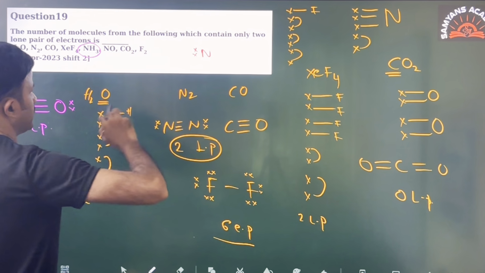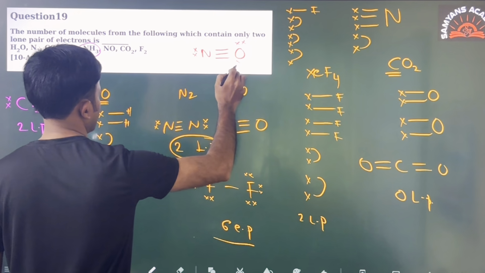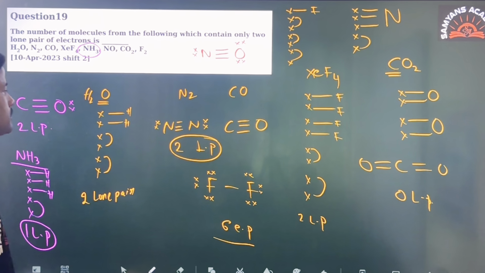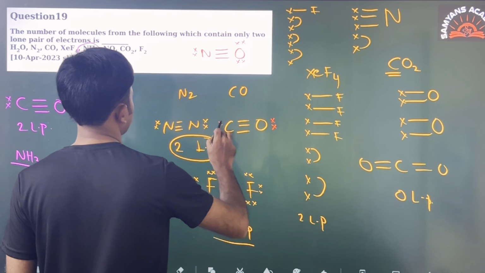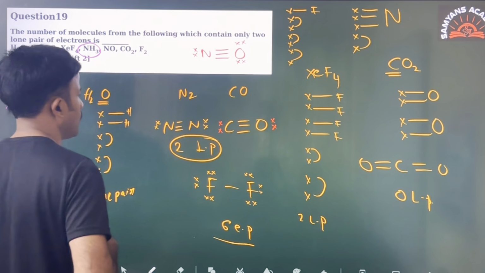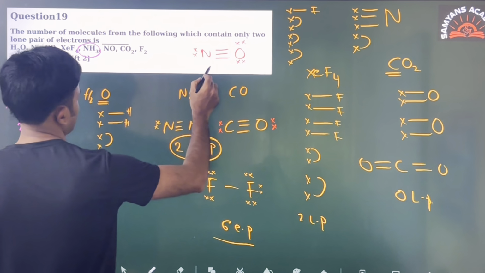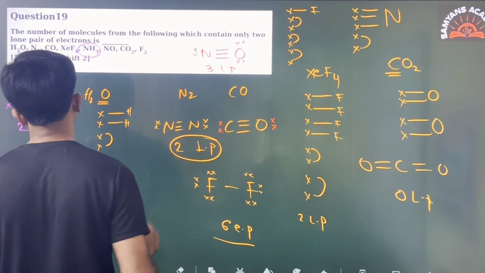Remember, nitrogen every time has only one lone pair. Then oxygen every time has two lone pairs, wherever oxygen comes. But here oxygen has one lone pair. Here carbon also has one lone pair. So CO has two lone pairs, and nitric oxide is having three lone pairs like this.